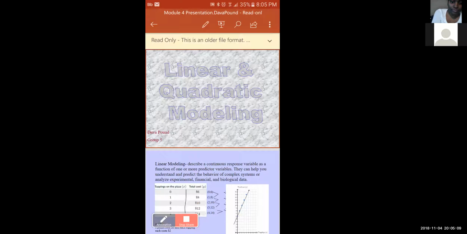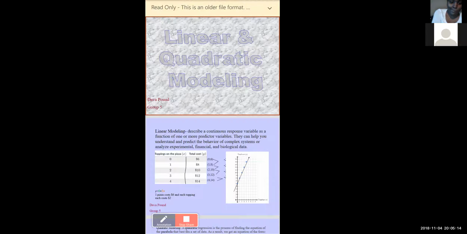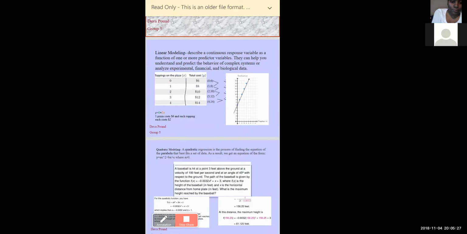So I will be talking about the linear and quadratic modeling, with solving them algebraically, to go off of Bianca, and then also show how you can do it with technology. Linear modeling describes a continuous response of a variable with one or more predictor variables. It helps you understand and predict the behavior of complex systems or analyze experimental, financial, or biological data.